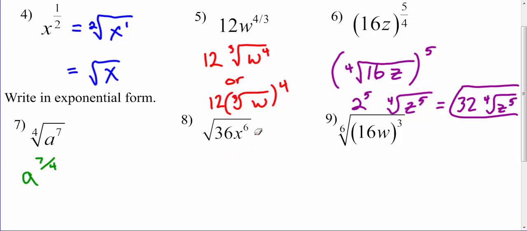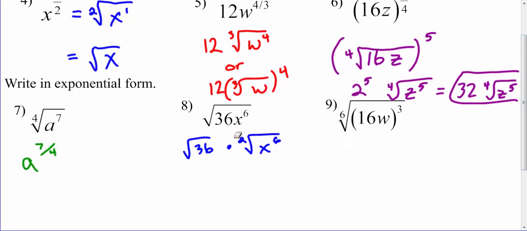36 times x to the 6th, and we're taking a square root of the whole thing. So I'm going to think of this as 2 separate problems. One of them is going to be the square root of 36, and the other one's going to be the square root of x to the 6th. Now remember, we said when you do a square root, there's a secret little 2 right there that you don't have to write, and yes, that's a 2. And we happen to know the square root of 36 is 6.